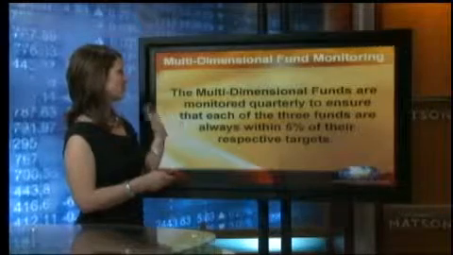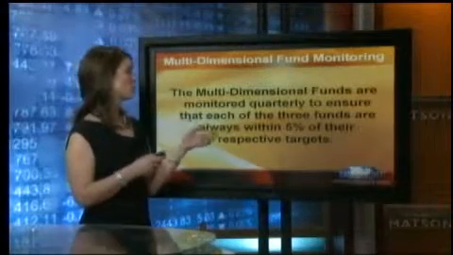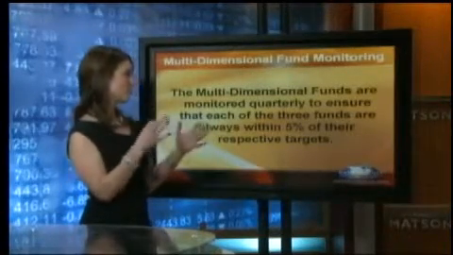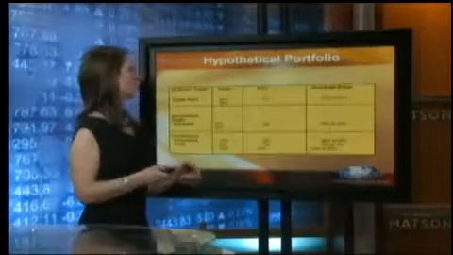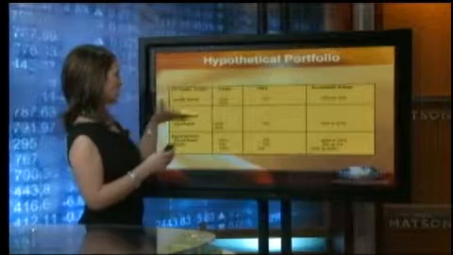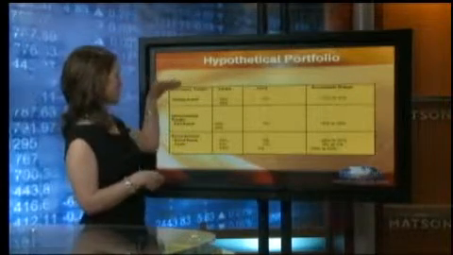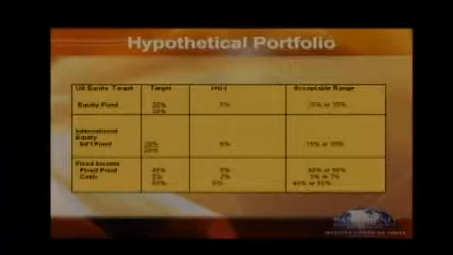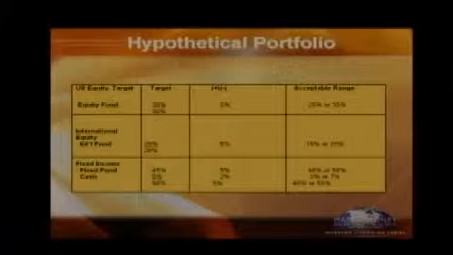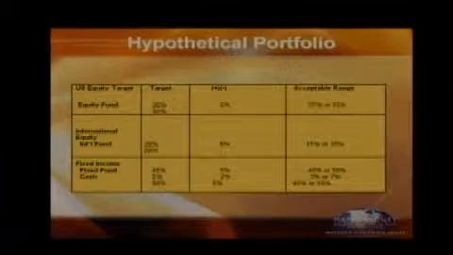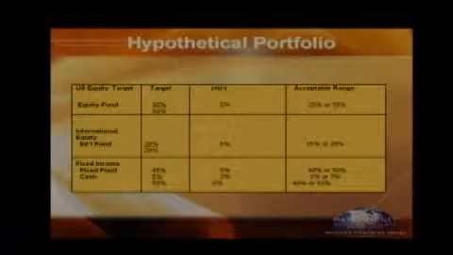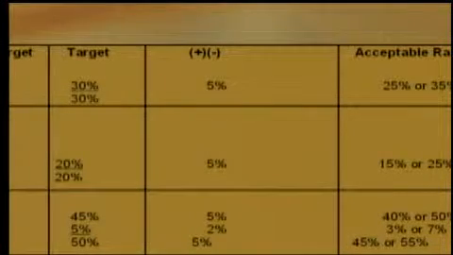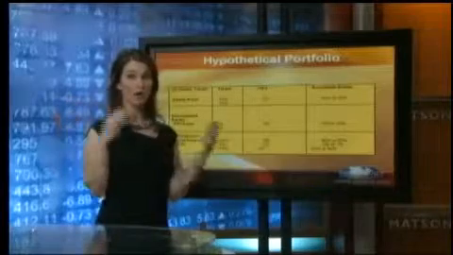At the fund level, the multidimensional funds are monitored quarterly to ensure that each of the three funds is always within 5% of its respective target. So if you look at it this way, we have the U.S. equity, the international equity, and the fixed income fund. Their targets are 30% in U.S. equity, 20% international, and 50% in fixed income, including cash. We don't want any of these to get more than 5% off its target one way or the other.